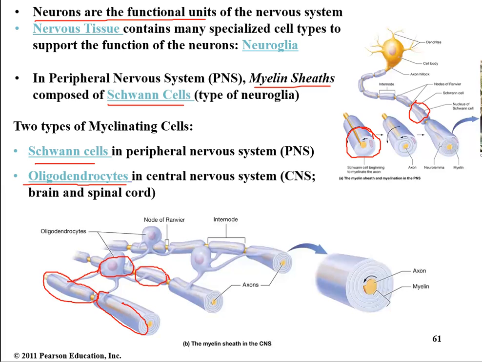And so this makes sense because the CNS is just chock full of neurons, right? So billions of neurons in our central nervous system. And so one cell can myelinate multiple of those axons that are right next to each other. Okay, so again, these two cell types are a type of neuroglia.